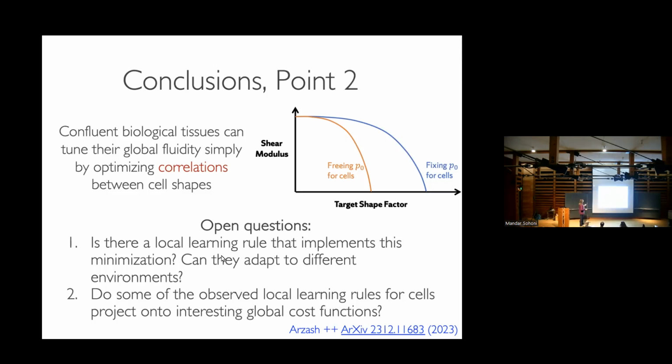Of course, the next steps are, is there a local learning rule that implements this minimization? And can these systems adapt, for example, to different environments using such local learning rules? Also, as I told you at the beginning, there have been a lot of observed local learning rules in the literature already. Like, here's what biological systems are doing: they're cleaving high tension bonds. And so then, of course, you wonder, do these observed local learning rules project onto interesting global cost functions? Could we learn what the system is trying to do?